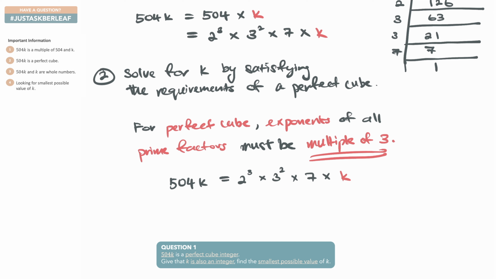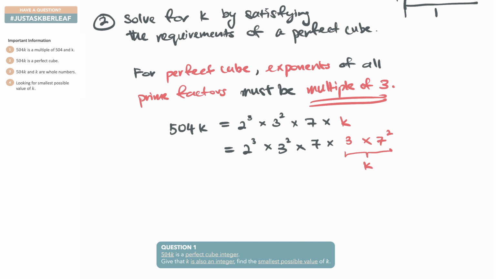This is exactly where k will come in to top up the exponents to a multiple of 3 for both the prime factors of 3 and 7. Now we do so by multiplying into 2 cubed times 3 squared times 7, an additional 3 as well as a 7 squared. Now through a simple comparison, you can see that this portion represents k. So we therefore can say that the value of k is equal to 3 times 7 squared, giving us 147.